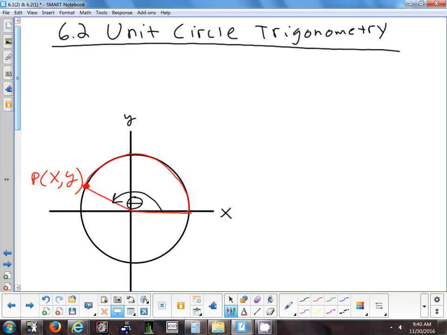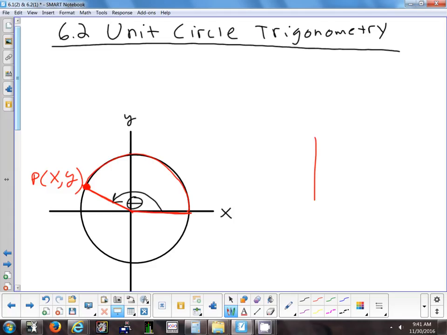When I sketch an angle, it's got an initial side, and it has a terminal side. As I draw the terminal side, it's going to come out, and it's going to hit the edge of the circle somewhere. Every single angle has a terminal side that's going to hit the edge of the circle. And my goal with unit circle trig is to find the coordinates of where the terminal side hits the circle. That's the whole idea.